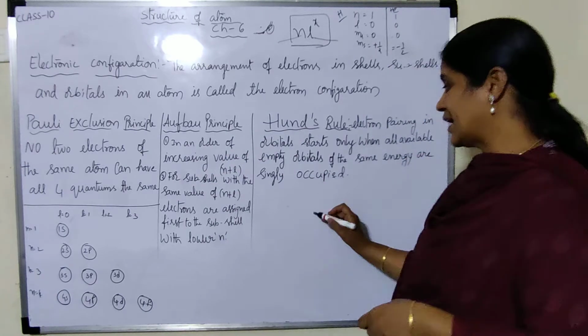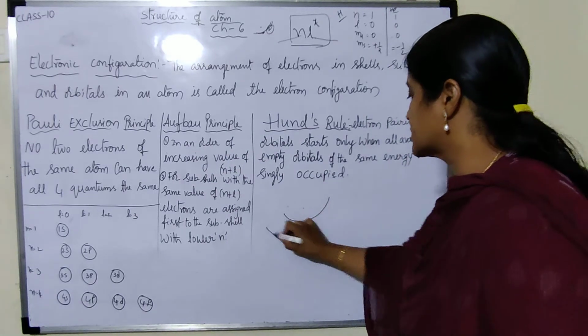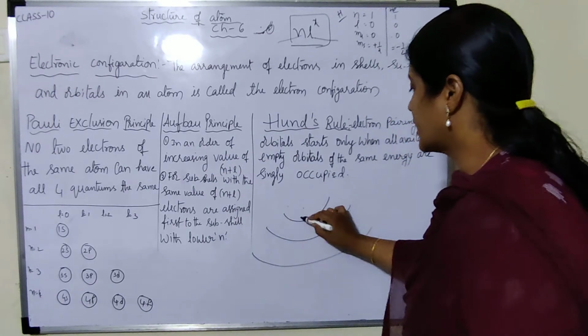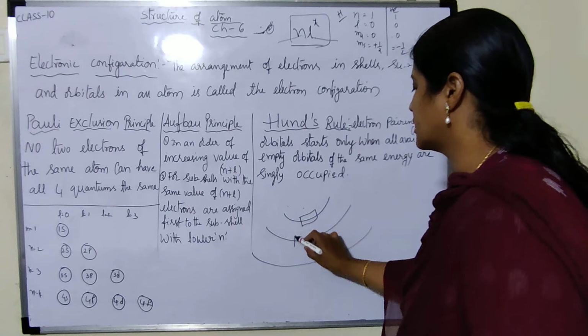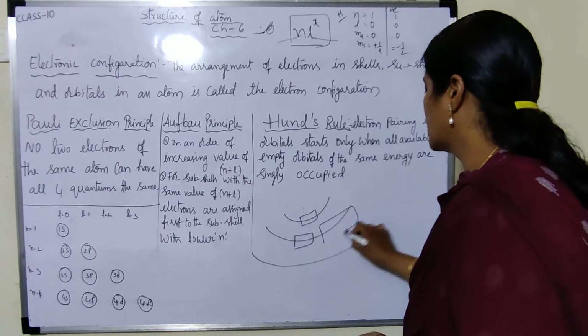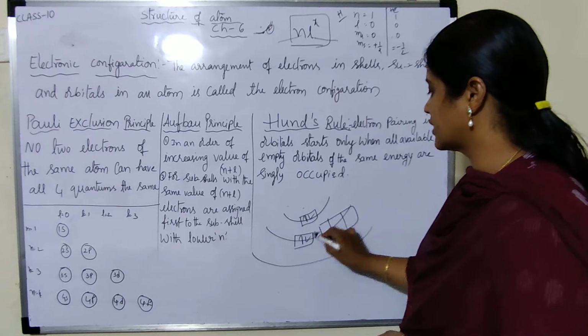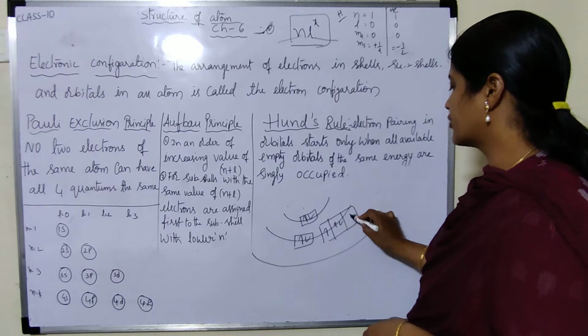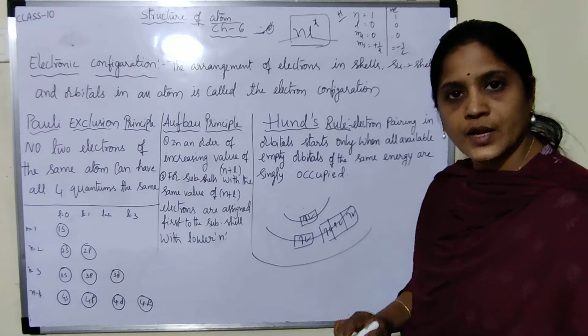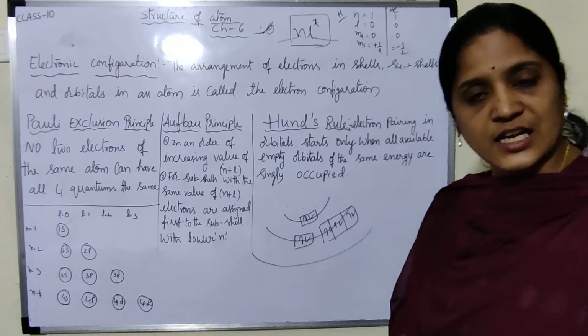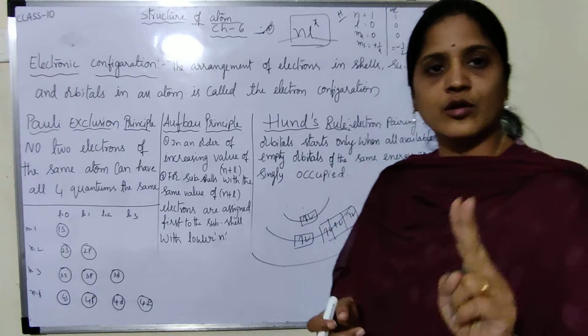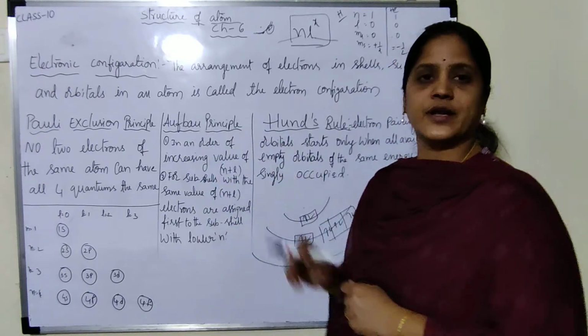When you are filling the electrons, this is the main shells. It has one, two, and three orbitals. So you can fill the electrons here like this, like this, like this. But while you are filling the electrons, we have to follow two rules according to the Aufbau principle.